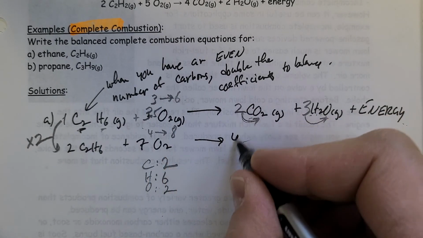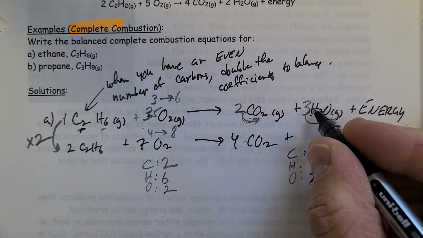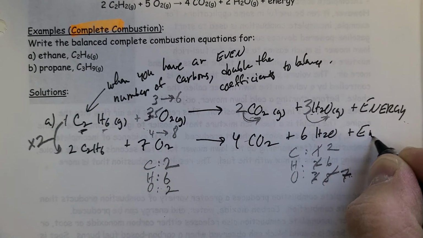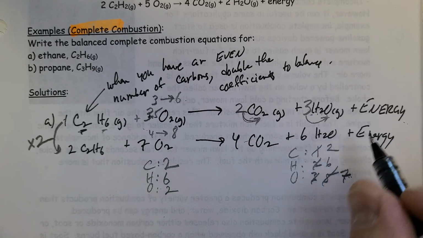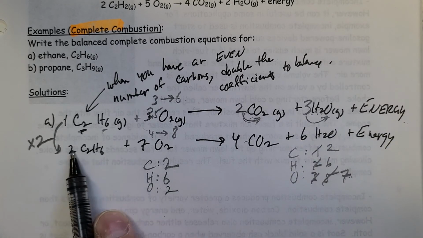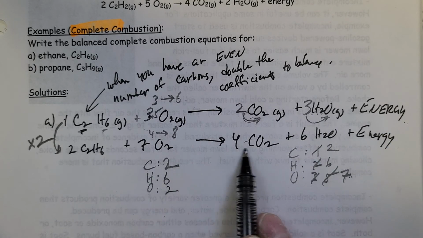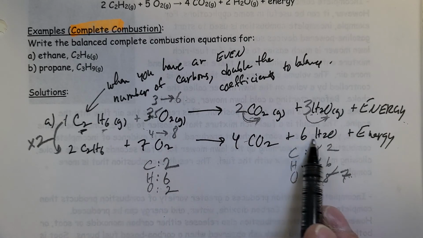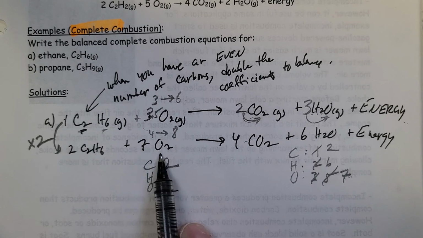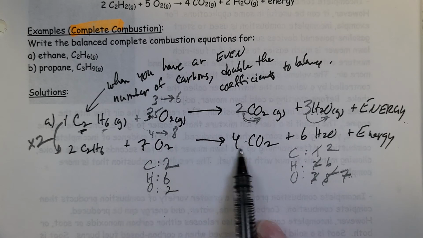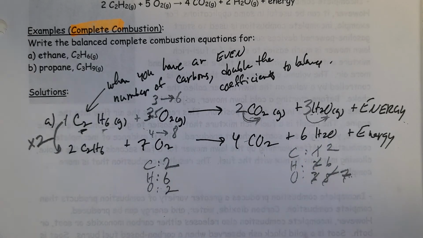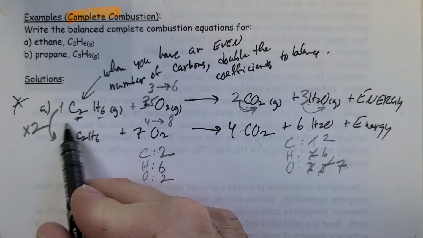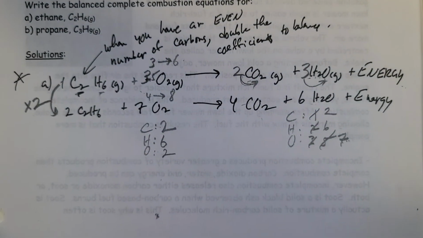Double this 2, that's 4. Double this is going to be 6. And energy, technically I'm doubling that if I knew what the number was. So if I take a look here, 2 times 2 is 4 C's, 4 C's. 2 times 6 is 12 H's. 6 times 2 is 12 H's. 14 O's, 8 plus 6, 14. Yeah, so that's going to happen when you have an even number for that hydrocarbon.